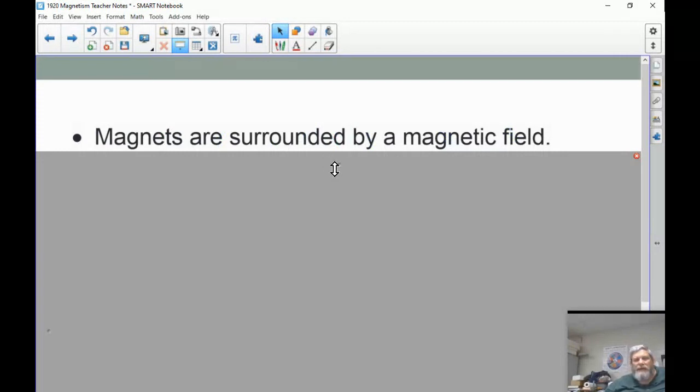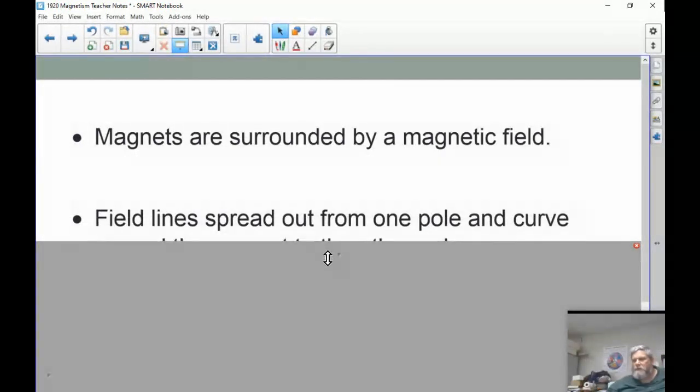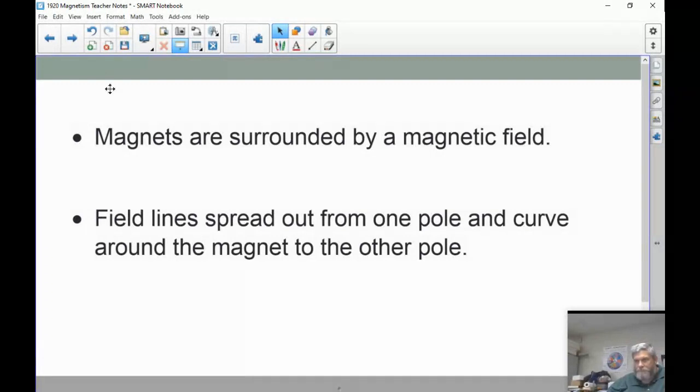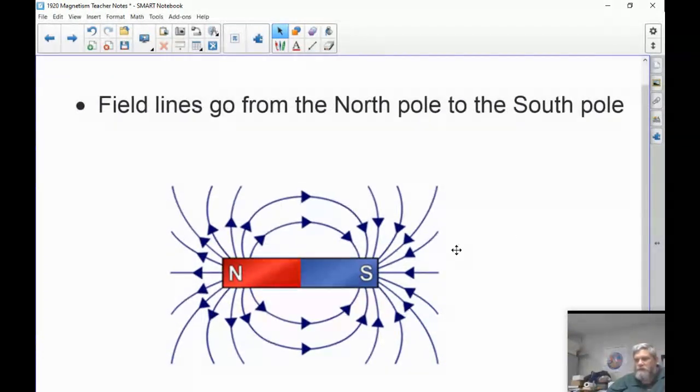All right, we know that magnets are surrounded by a magnetic field, much like charges are surrounded by an electric field. Well, we didn't get into that, but we're going to talk about magnetic fields here. Field lines basically spread out from one pole and go around the magnet to the other pole. If you probably remember doing something like this in middle school, where you used iron filings around a magnet, you might have seen the magnetic field. So field lines go from the North Pole to the South Pole.